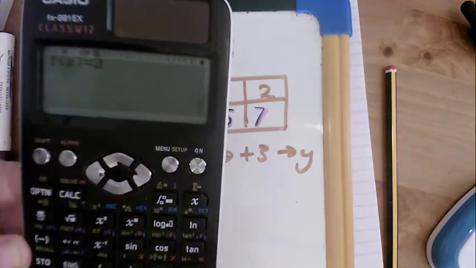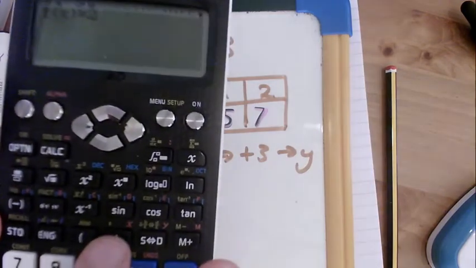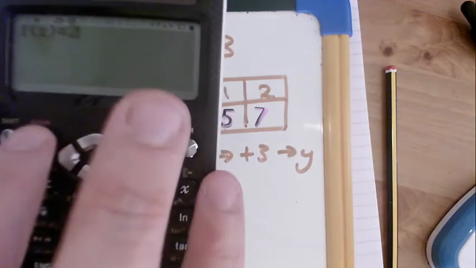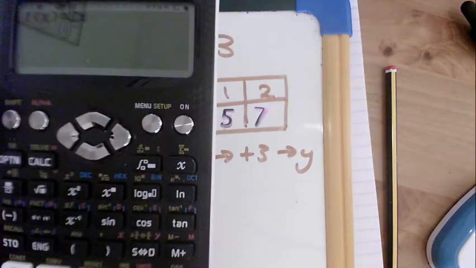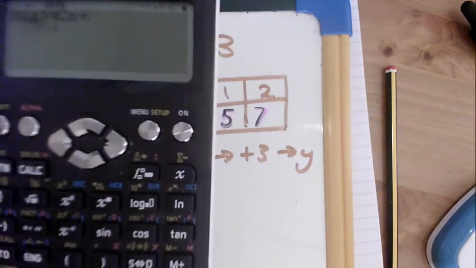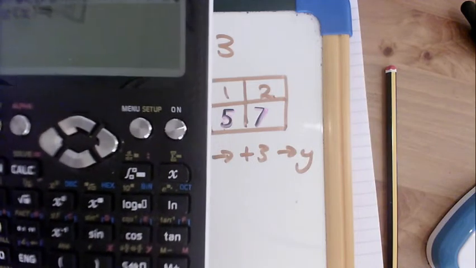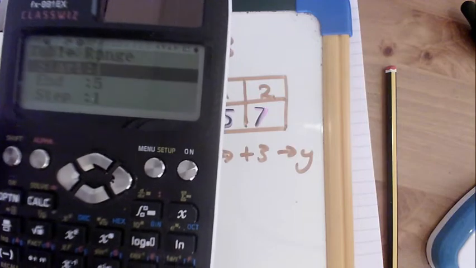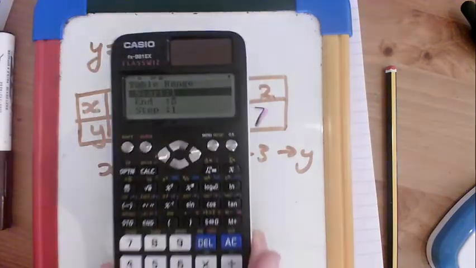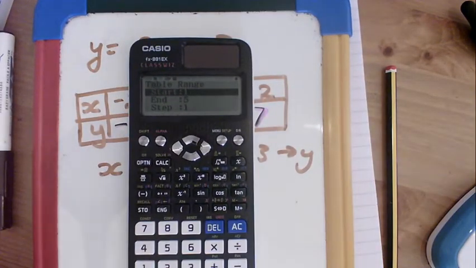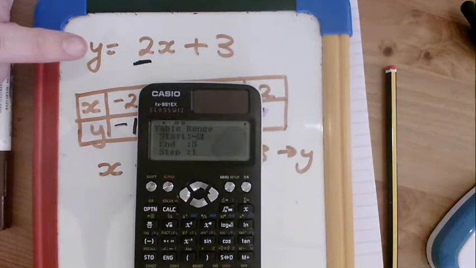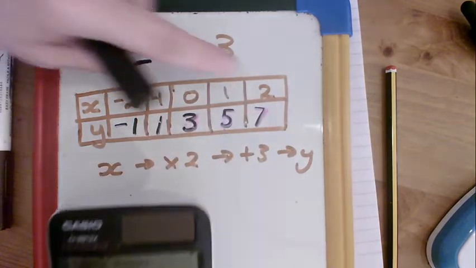Now, on your calculators, you'll find x in red above the bracket button. To get any red buttons, we push alpha. So there's my 2x, and then I'm going to add 3 to it. Now, ignore g of x. If you've got the more fancy calculators, you will have a g of x. I'm just going to push equals because I don't want to worry about it. Now, your calculator will say start. Where did we start? We started at -2. Where did we end? We ended at 2.